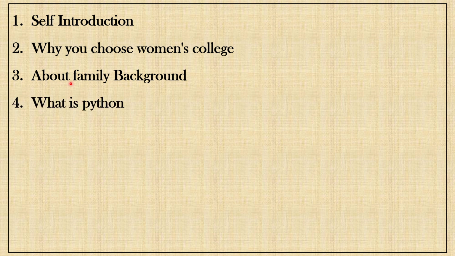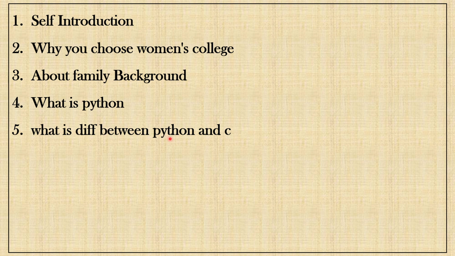Then the next question is what is Python. For cluster two, Python is the basic language, so the interviewer started the questioning on the programming language Python. Then the next question is what is the difference between Python and C? As we know, C is a procedure-oriented programming language, whereas Python is an OOPS language, that is, an object-oriented programming language.